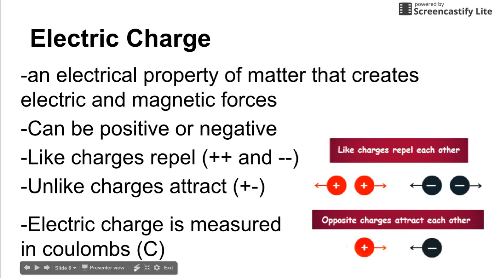Now, electric charge is the electrical property of matter. It creates the electric forces that we saw yesterday in class, that's static electricity, and also the magnetic forces that we're going to be talking about soon. These electric charges can be either positive or negative.